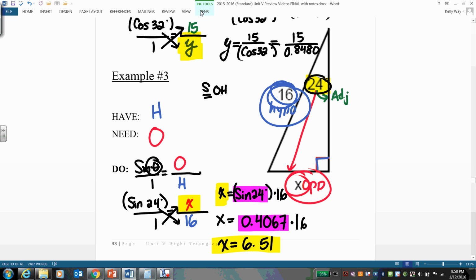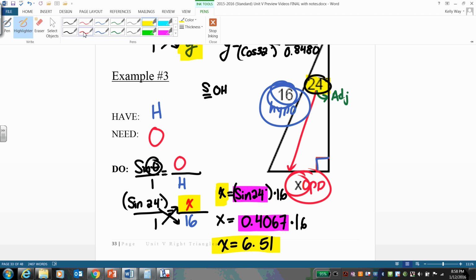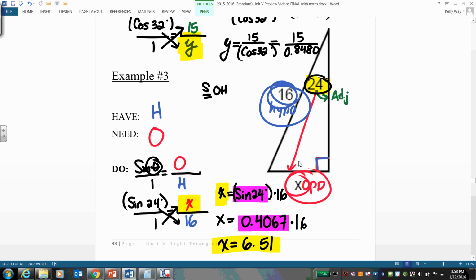And here's a quick little trick. If you do your math here, 6.51. If you were to get an answer that's bigger than 16, you know you're wrong, because the hypo always has to be the biggest, longest segment.